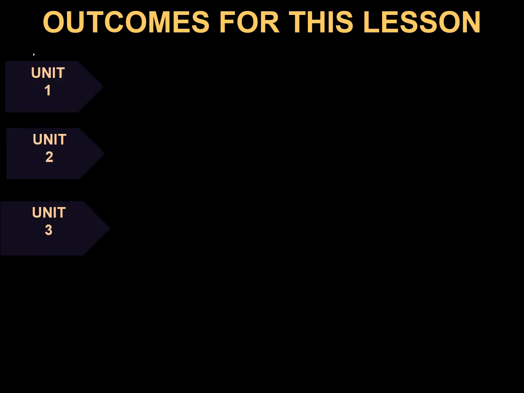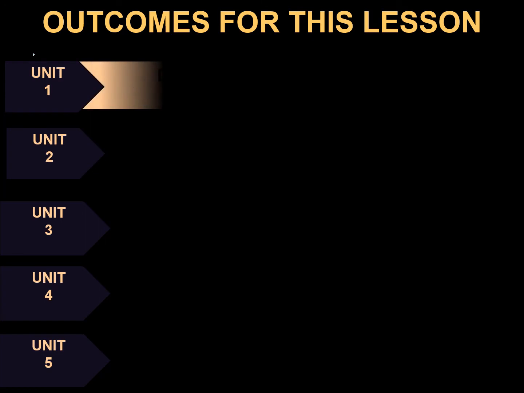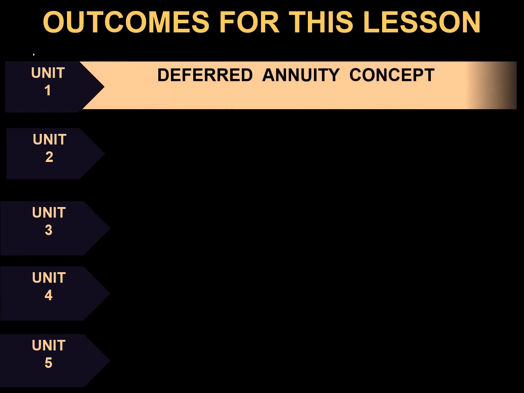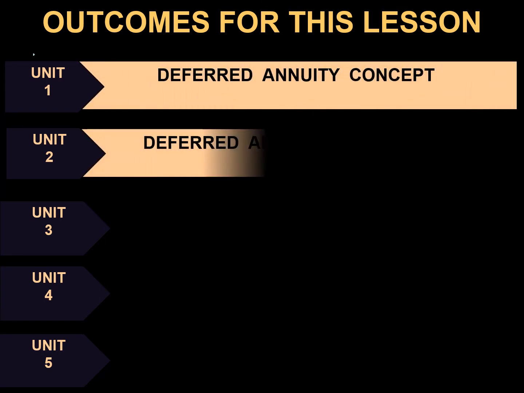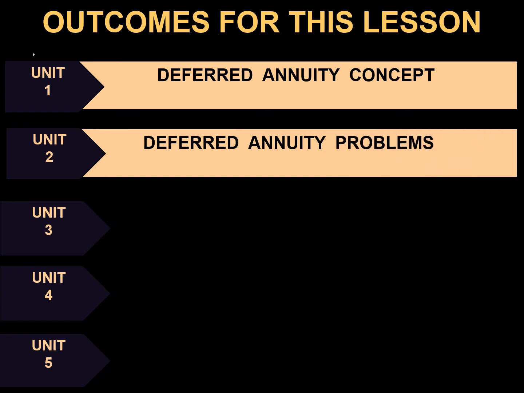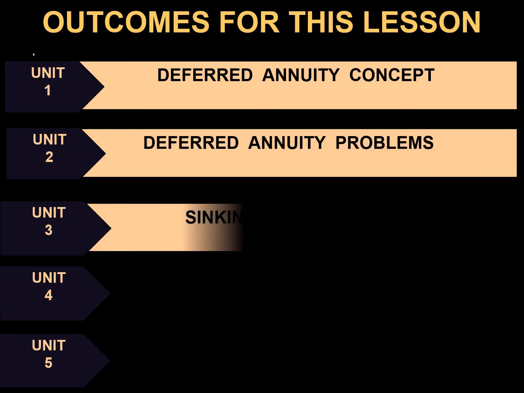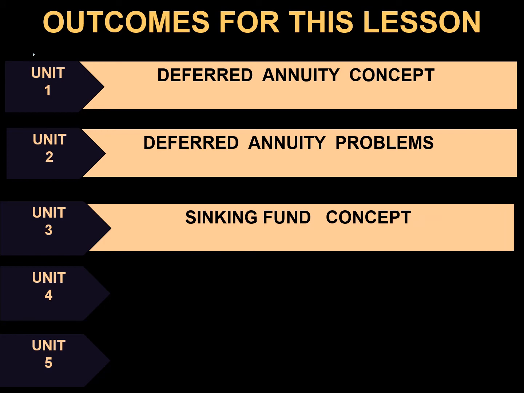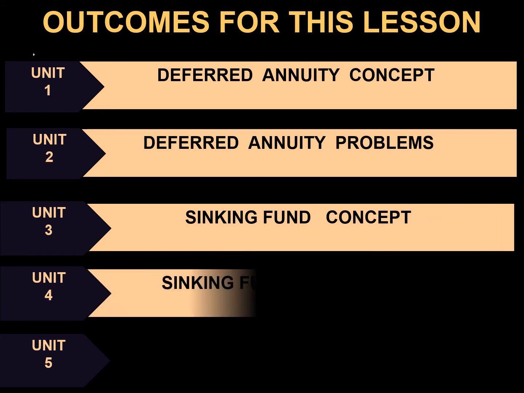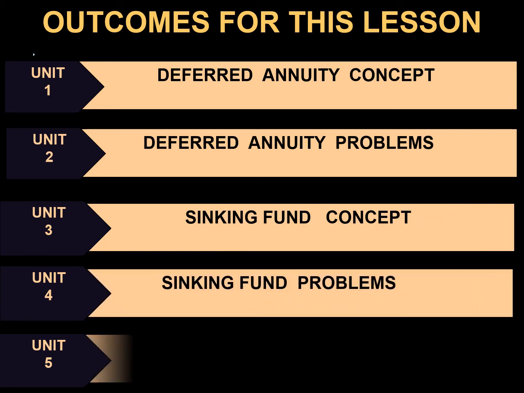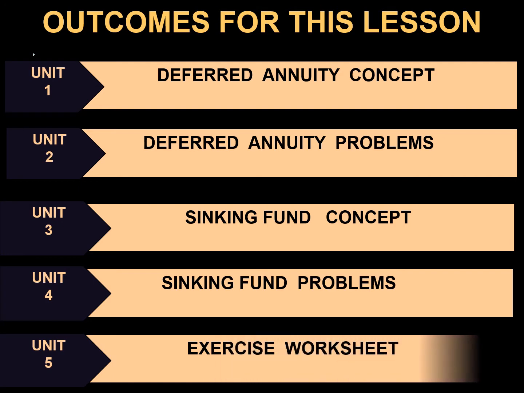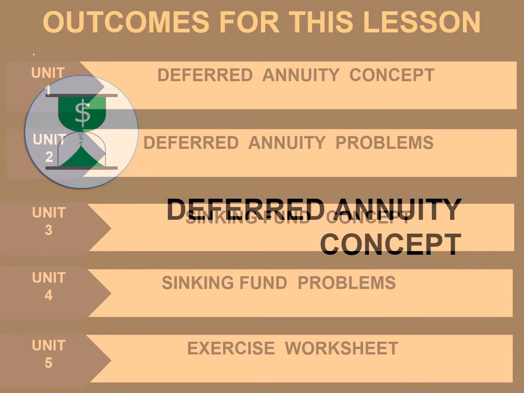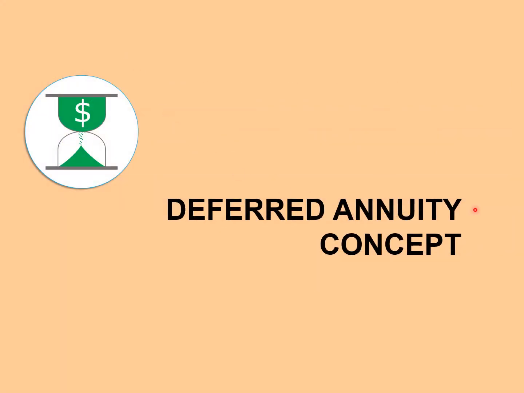Let's look at what we're going to do in this video. There are 5 units here. Firstly, we're going to look at the concept of a deferred annuity. Then we're going to do some examples or problems on deferred annuities. And then we're going to look at the concept of a sinking fund, and then some examples on sinking funds. And then as usual in all my videos, we have an exercise worksheet. Let's start. Let's look at the deferred annuity concept.